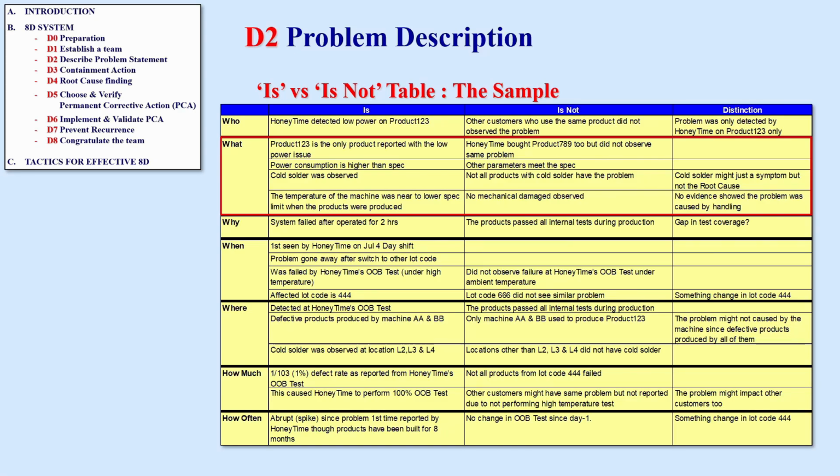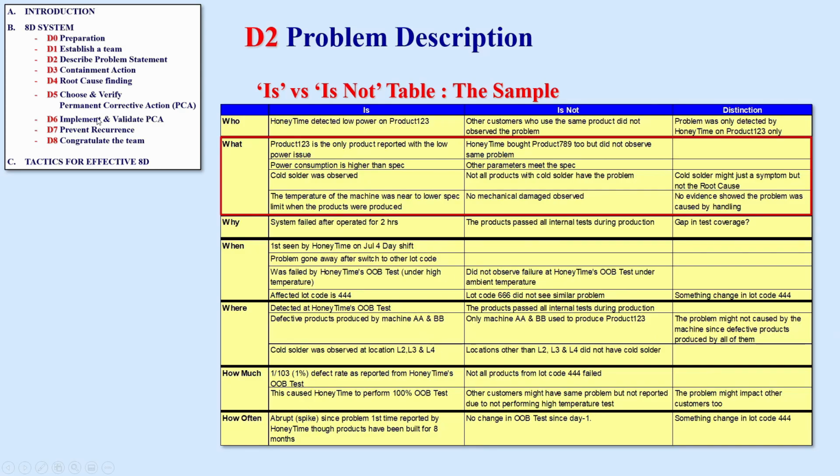Next, what? Focus on symptom observed on returned units. Cold solder was observed. Anyhow, not all products with cold solder have the problem. Here, the distinction is: cold solder might just be a symptom but not the root cause. The last what? Focus on the process condition at the time of building the affected products.